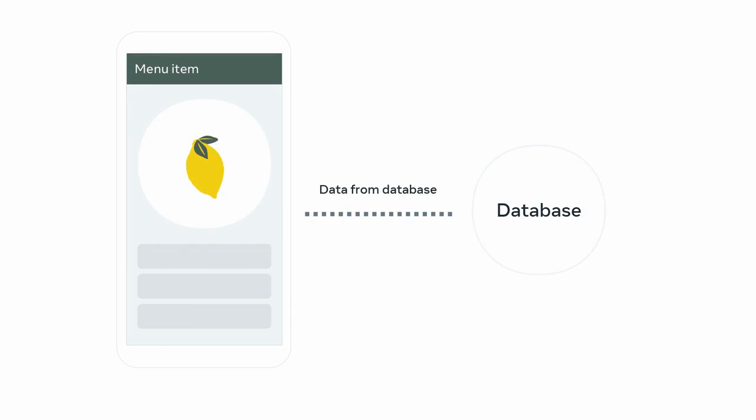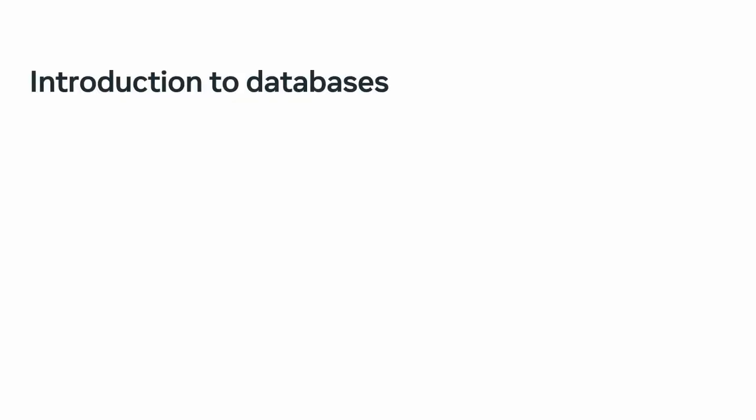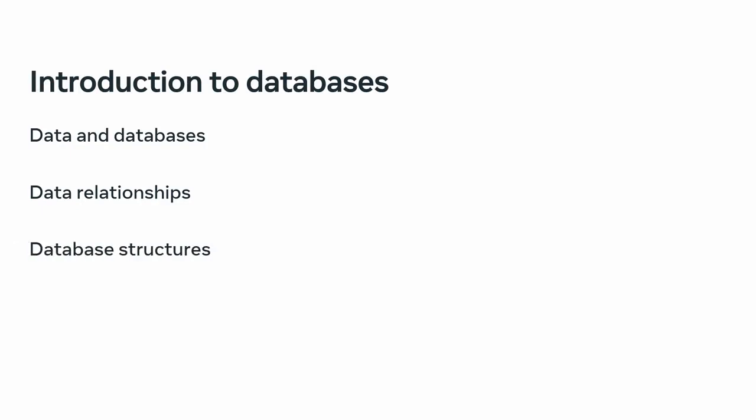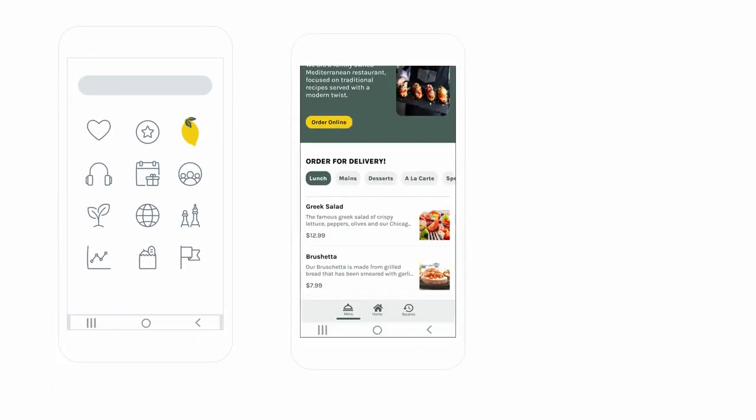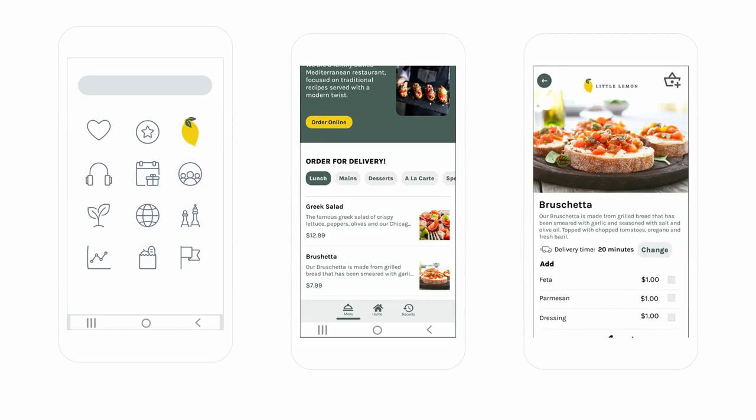Following an introduction to databases and SQL, you could, for instance, load database data into the Little Lemon app to display menu information. You learned about the concepts of data and databases, including how data is related in a database and different database structures and their uses. You then progressed to learn about more advanced database techniques and practiced performing create, read, update, and delete operations in an app, and used SQL operators to sort and filter data.